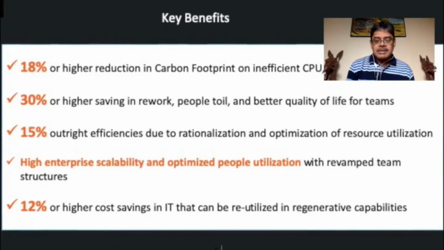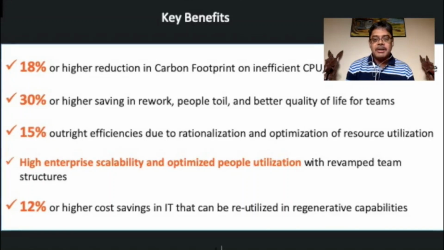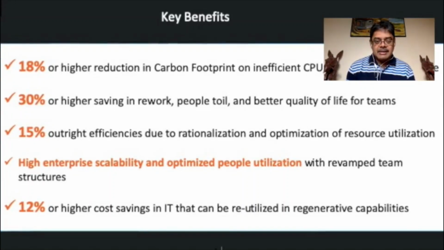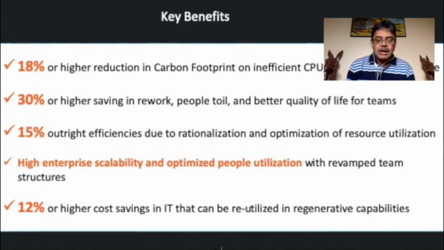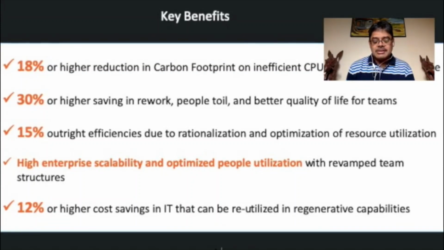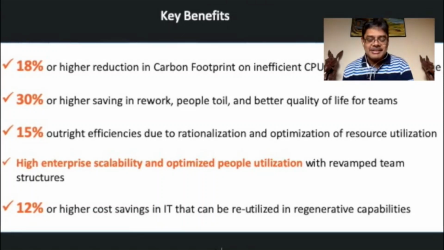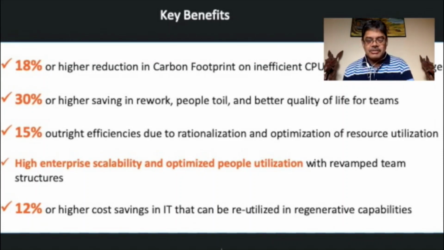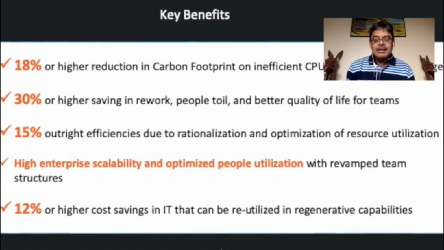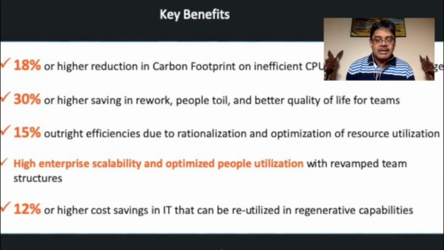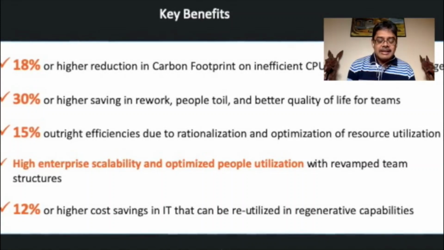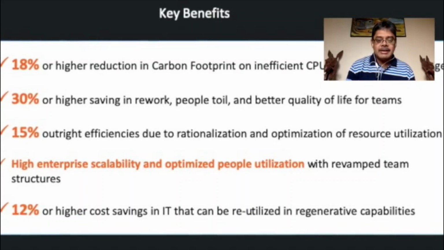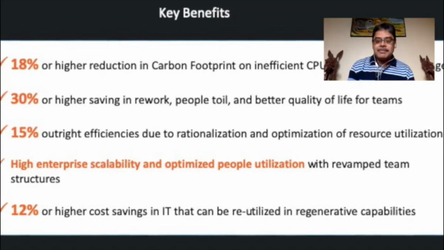Next is about 30% or higher savings in rework, people toil, and better quality of life for teams. Definitely, this is the people impact. The third one is about 15% outright efficiencies due to rationalization and optimization of the resource utilization. One action leading to another. So rationalizing what? Optimizing what? Your resource utilization. So that gives 15% outright efficiencies. The fourth one is about high enterprise scalability and optimized people utilization.